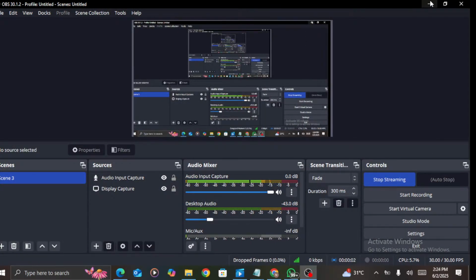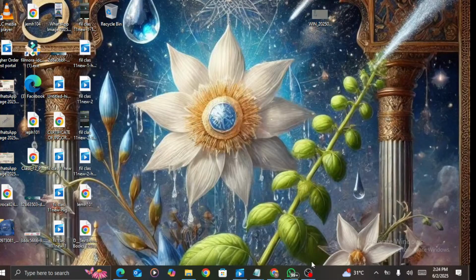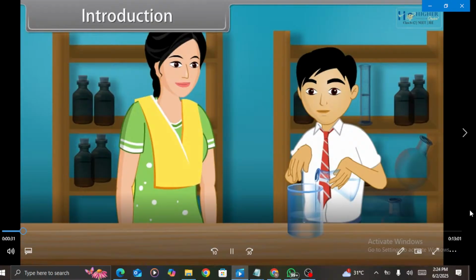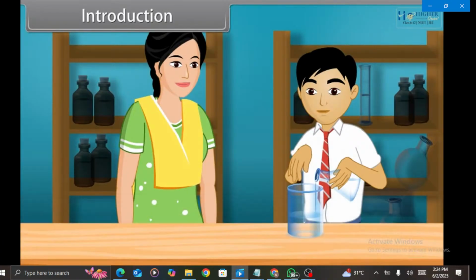Yes, I feel the container hot. Why is it so? Let me tell you. It is because of the reaction between acid and bases. Children, in this lesson we will learn about the chemical properties of acids and bases and about salts.